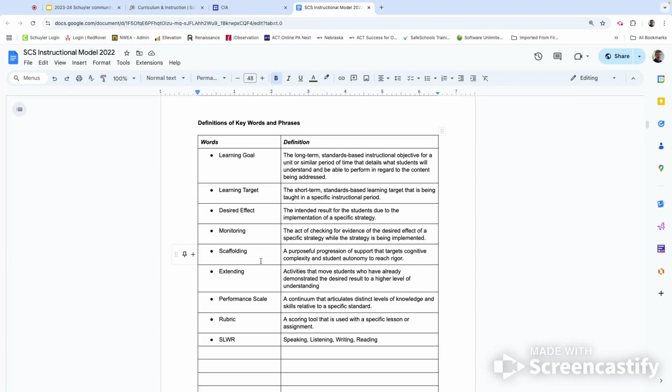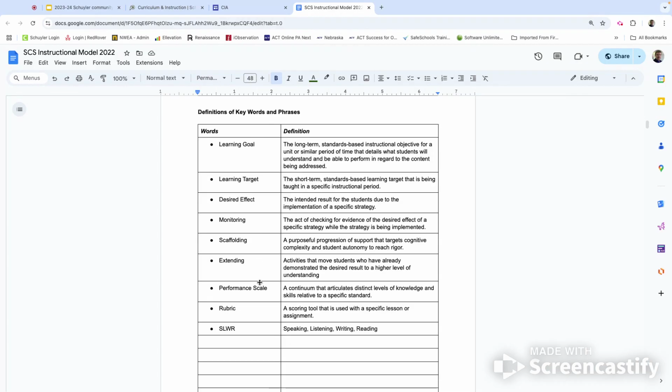Scaffolding then, that's just a progression. It's very purposeful. It gets to the progression of supports for students to get from the low levels to the higher levels. Extending means taking actions that you use to take students beyond if they are already there.